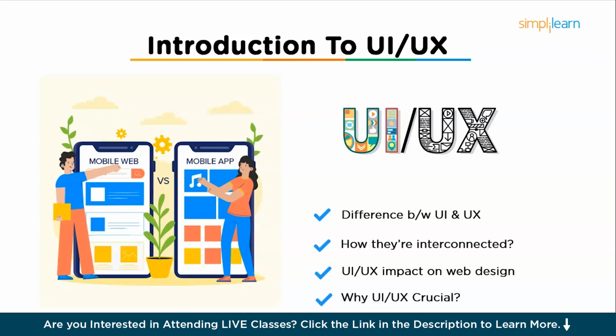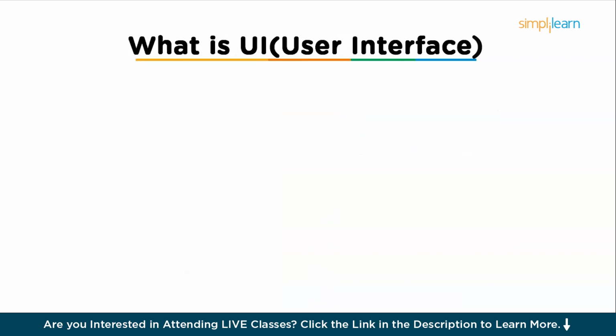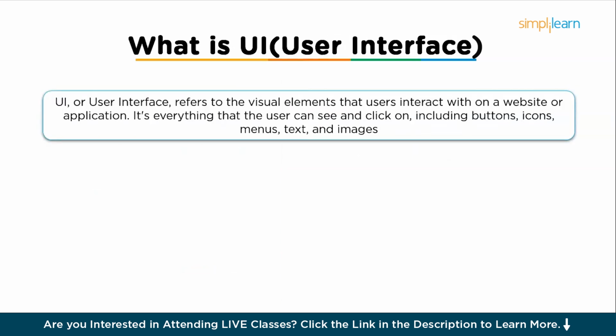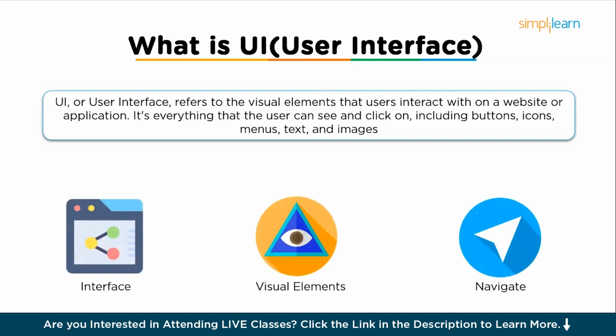So let's start with what is UI or user interface. UI or user interface refers to the visual elements that users interact with on a website or application. It's everything that a user can see and click on, including buttons, icons, menus, text, and images. UI design focuses on how the interface looks and how these visual elements are arranged to ensure that users can navigate the interface easily and efficiently.